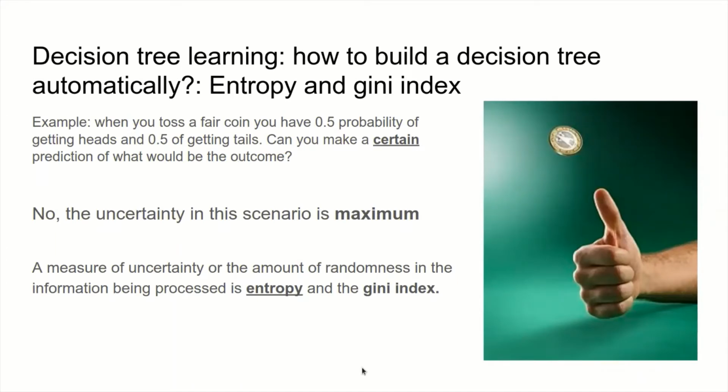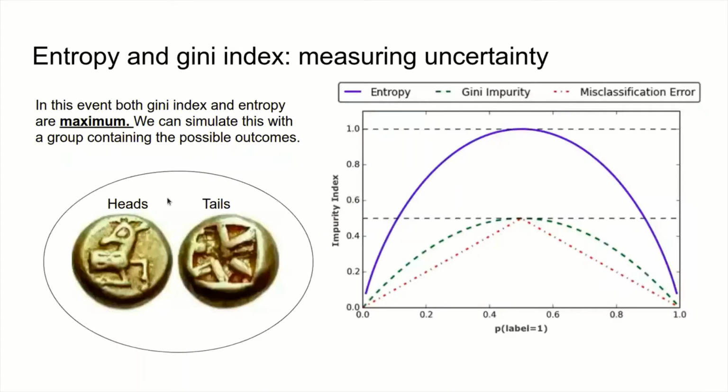And now let's see the graph of these metrics. So in this event, both Gini index and entropy are maximum. Why? Because if we plot the probability, if we've got in the x-axis the probability that, for example, label one could be heads, in the case that they are equally probable, so we've got 50% probability that we're going to obtain heads and 50% probability that we're going to obtain tails, then that's where entropy and Gini index are maximum.